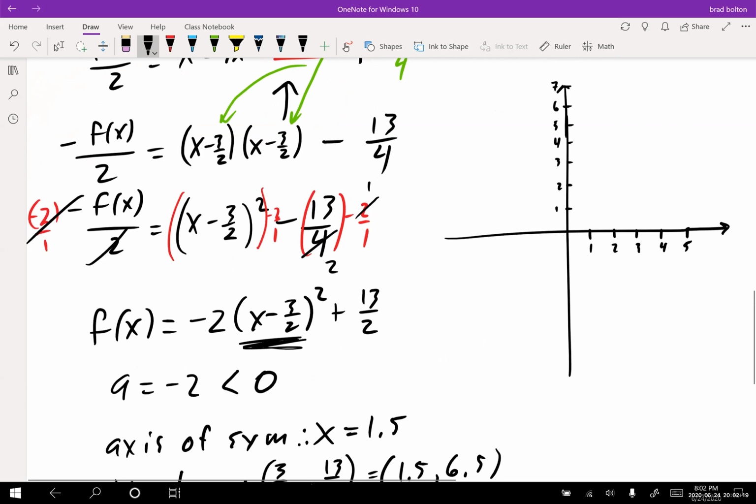So let's go and graph our parabola now. I'm going to go over 1.5, and I'm going to go up 6.5. I'm going to put a point right there. That's 1.5, 1.5 comma 6.5. Right? And now we're going to go downward.